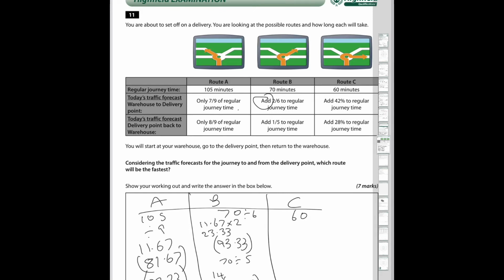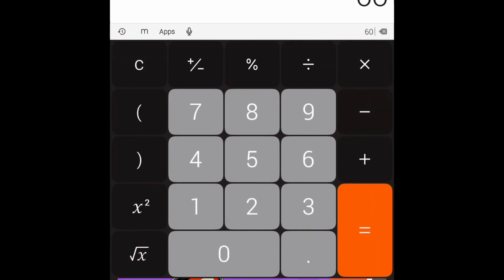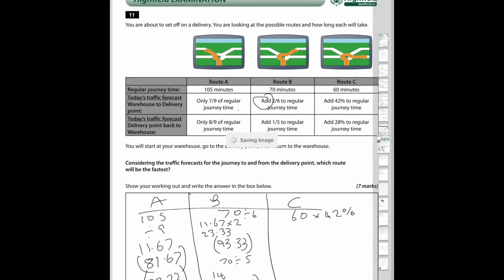So normal time is 60 minutes. This time I'm adding 42% to the regular journey time. So we want to work out 42% of 60. So 60 times 42% is 25.2, and then we just need to add that onto the 60. So that's 85.2. So 25.2 added onto the 60, because we're adding it on, is 85.2. So that's the first part.